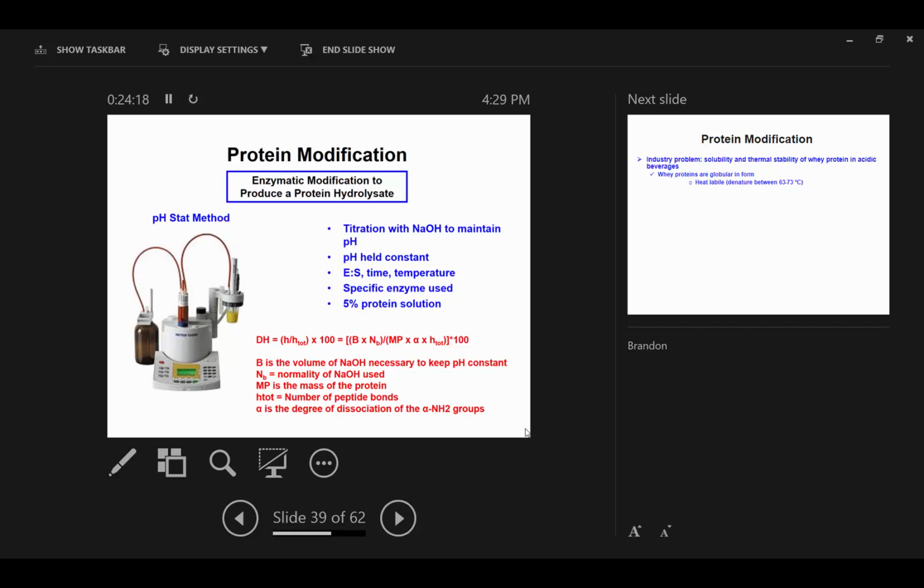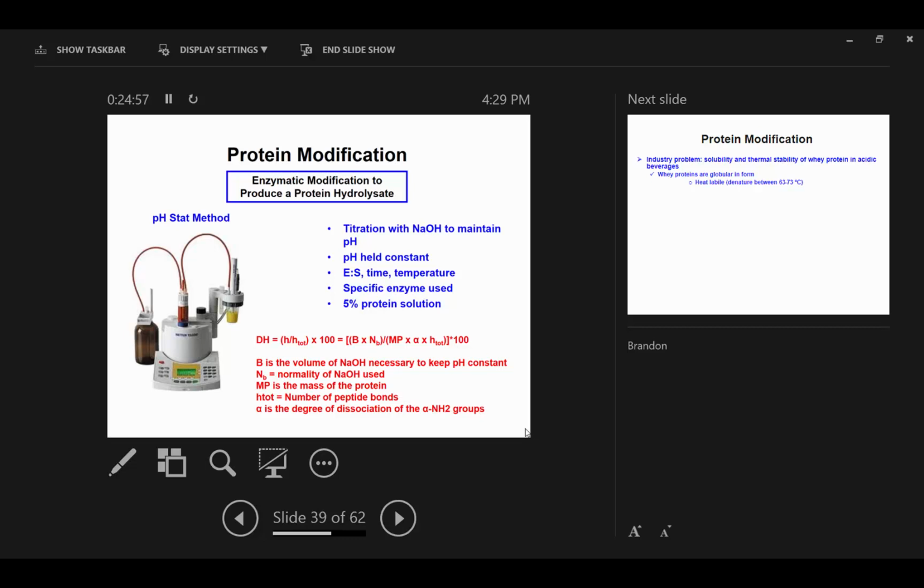The amount of NaOH that is added to maintain the pH, you use that to calculate degree of hydrolysis. So you use an equation that takes into account the volume of NaOH you've used and the normality of the NaOH, because if you have 0.1 normal, you'll use more. If you have 1 normal, you use less, obviously. So the normality is important, the amount of protein that you have, and then the dissociation factor, which you calculate based on the pH and temperature of your system. So there's an equation for that.